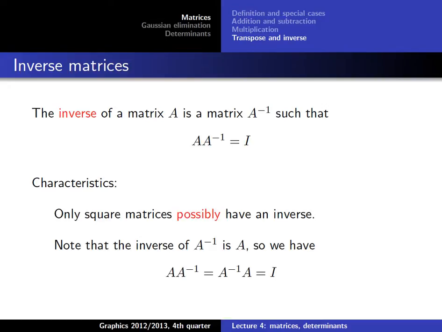All right, so now the final special case of a matrix that we want to introduce is a so-called inverse matrix. A matrix is called an inverse of another matrix if we multiply that matrix with it and then we get the identity matrix. So we note this with this index -1 on top, and then if we multiply A with the inverse A minus 1, we get the identity matrix.